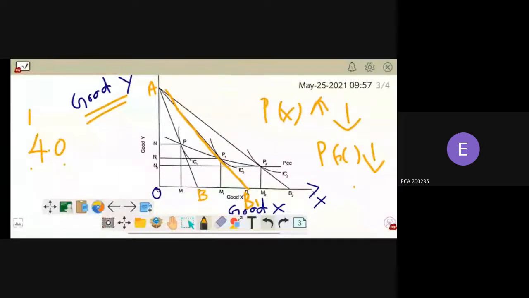And if the price of X again decreases, if the price of X again falls, then the consumer will be able to buy more of good X. So again, the budget line will shift like this. So this is AB2. That is shown in that diagram, right? You can see, this is the movement of the price line or the budget line from AB to AB1 and from AB1 to AB2.